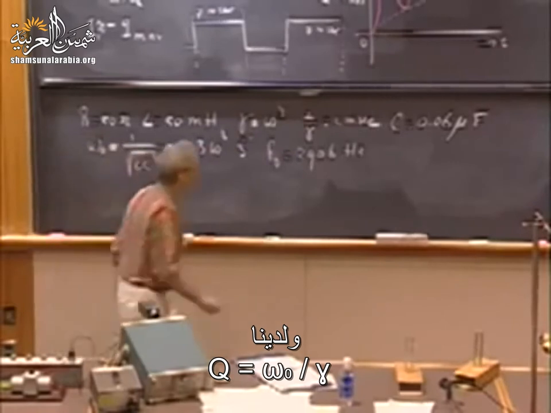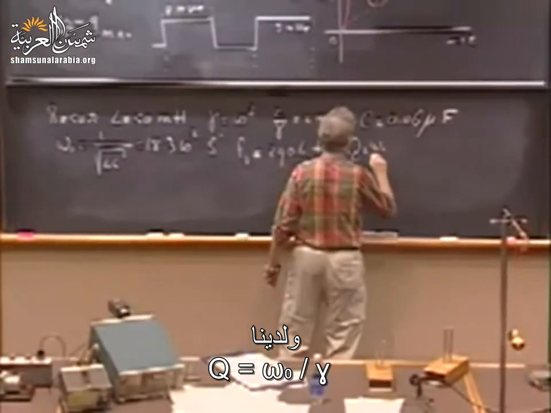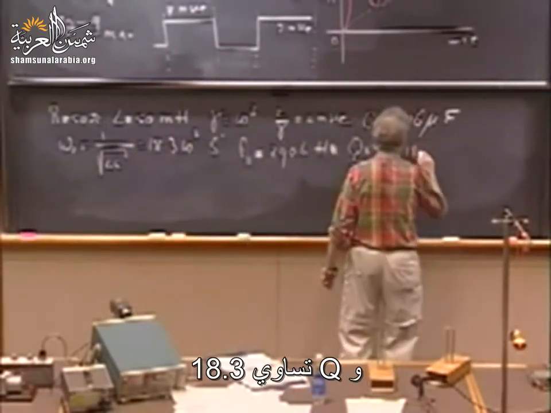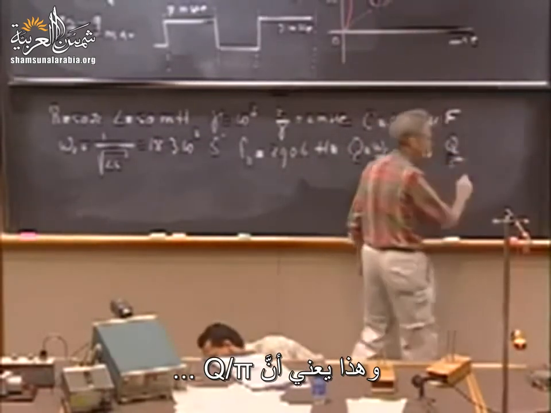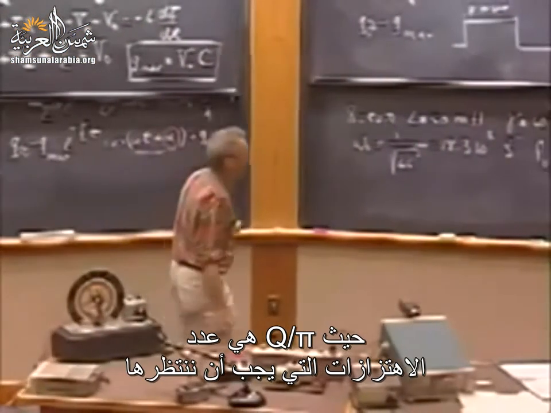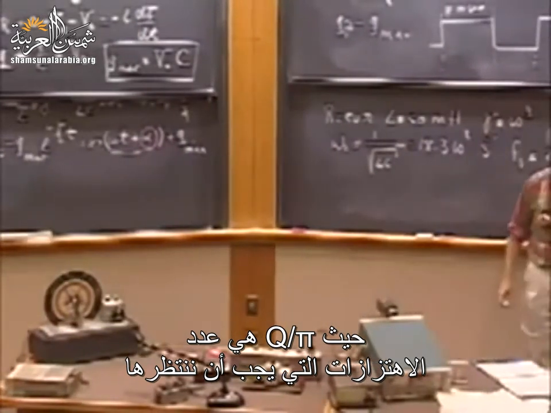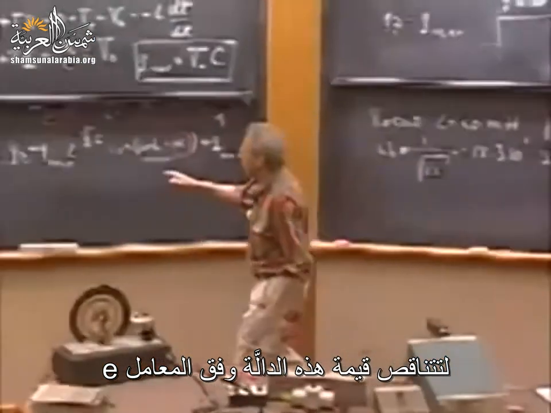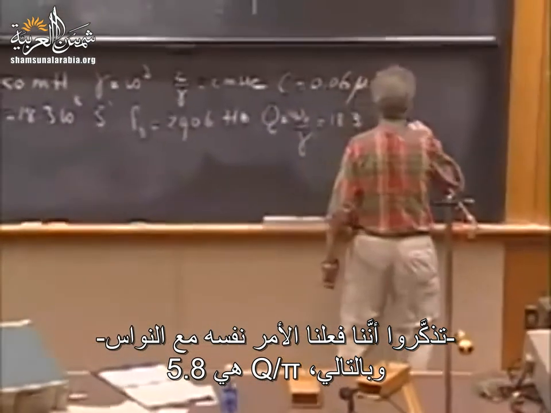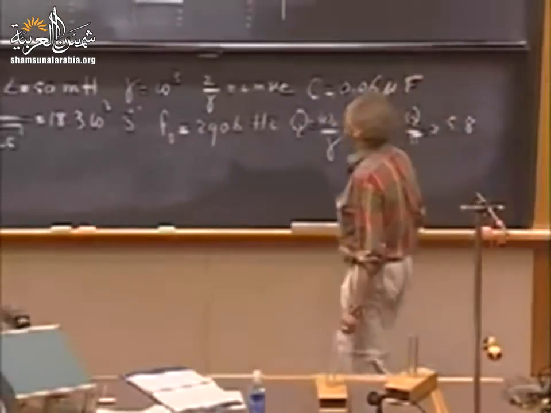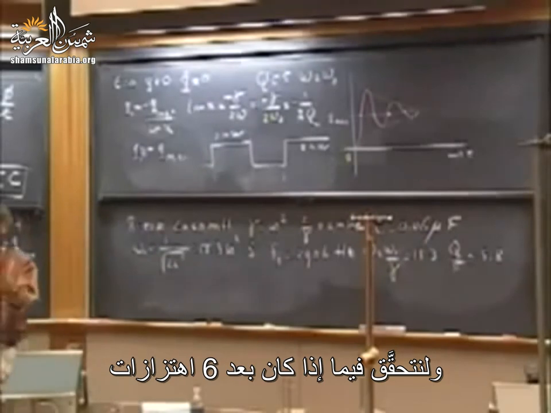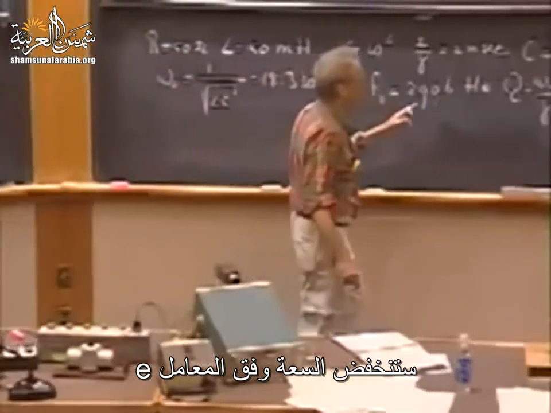And so now you have also Q, which is omega 0 divided by gamma, and that Q is now 18.3. And that means Q divided by pi, which is the number of oscillations that you have to wait for this function to go down by a factor of E. Remember, we did that with the pendulum. That is now about 5.8. So we're going to take a look at a curve like that, and then we're going to indeed check that after roughly 6 oscillations, the amplitude is indeed down by a factor of E.